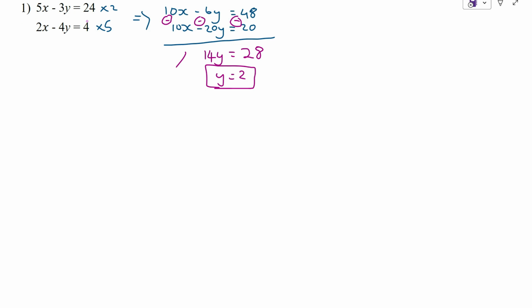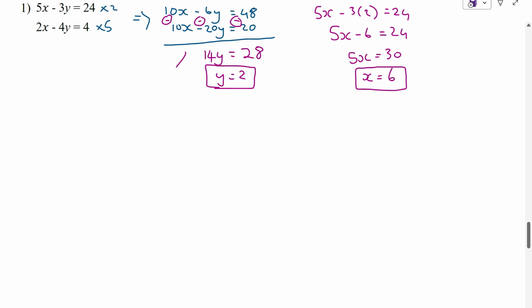Okay, so let's find out the corresponding x value now. So we'll use this first equation. So 5x minus 3 bracket 2 equals 24. 5x minus 6 equals 24. 5x equals 30. X equals 6.